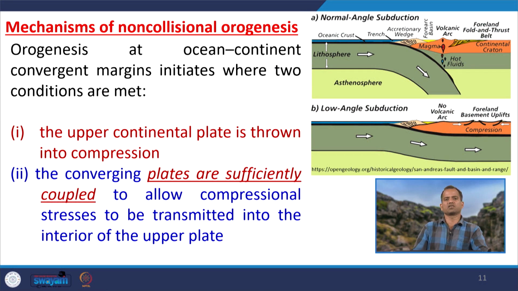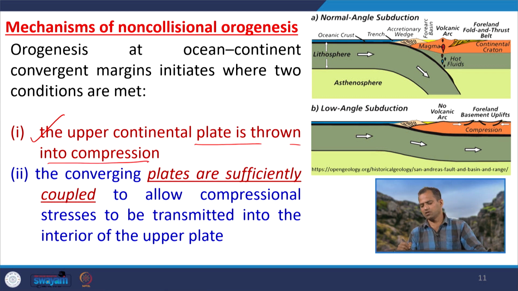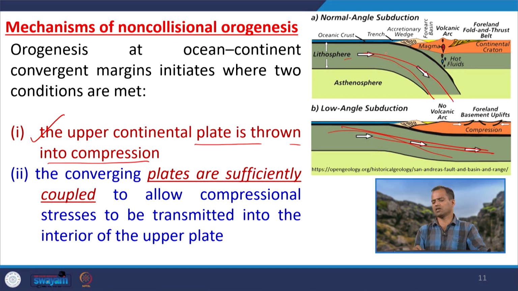Mechanism of non-collisional orogenesis: it says that orogenesis at an ocean-continent convergent margin initiates where two conditions are met. What are these two conditions? The first is the upper continental plate is thrown into compression. Here, if you see, we have two systems, where the oceanic lithosphere is going down at a shallow dip. However, here it is going down at a higher dip, that means the dip angle is around 45 degrees or so, and here it is 5 to 6 degrees or 10 degrees or so.